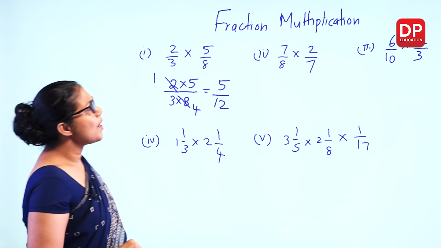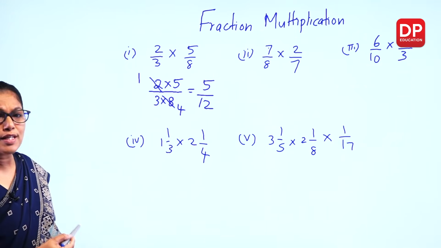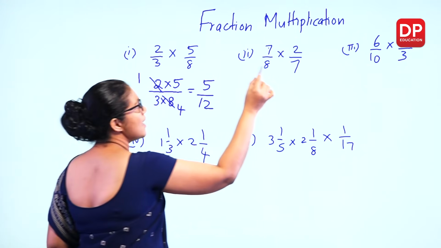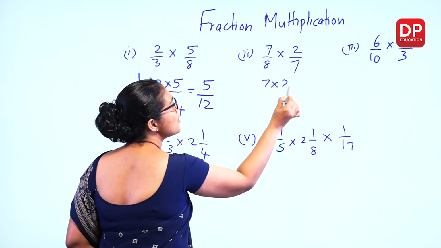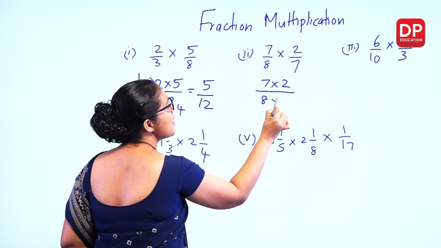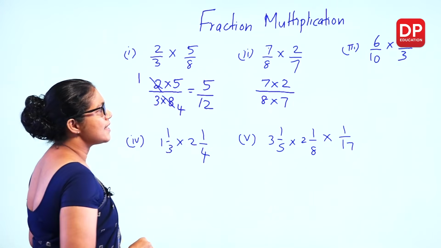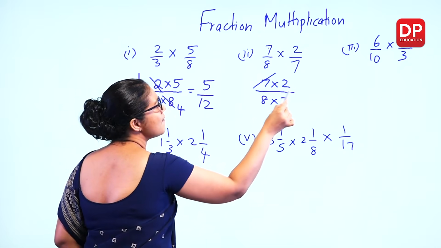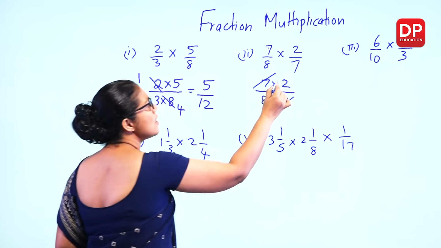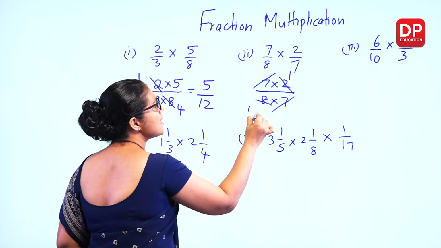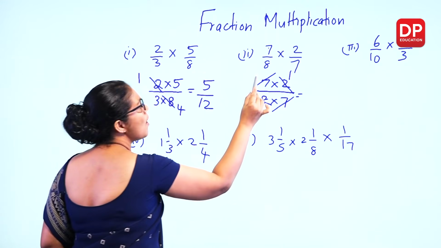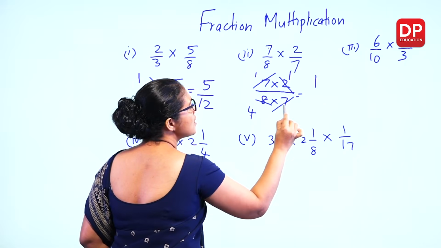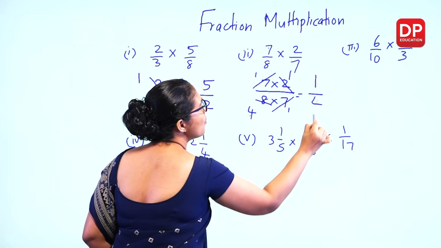Now look at the next one. Can you simplify first? Yes. First you can write down the same thing as 7 times 2 in the numerator, 8 times 7 in the denominator. Now I can see 7 and 7 get cancelled out. 2 and 8 I can simplify. What's the final answer? 1 times 1 is 1. 4 times 1 is 4.